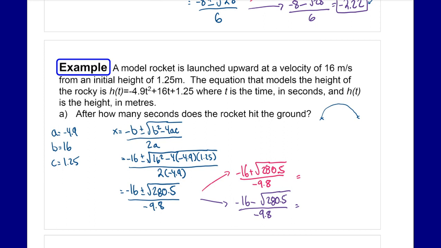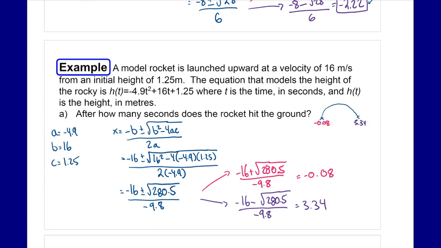The first one we get negative 0.08, so essentially almost 0, which we kind of predicted at the beginning anyways. And negative 16 minus the square root of 280.5 divided by negative 9.8, we get 3.34 as our second x-intercept. So in this case, this is basically saying that our rocket is going to take off at negative 0.08, essentially 0, and land at 3.34.